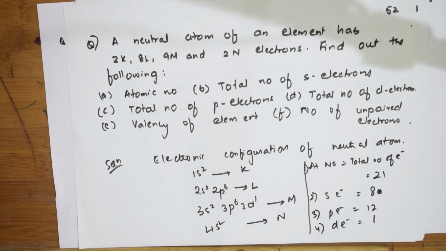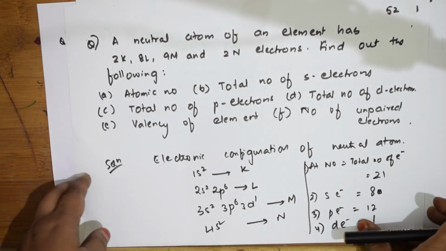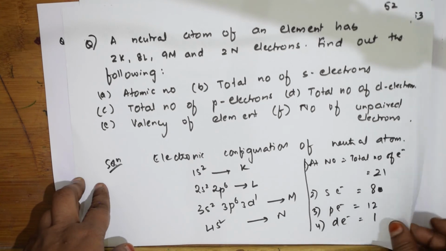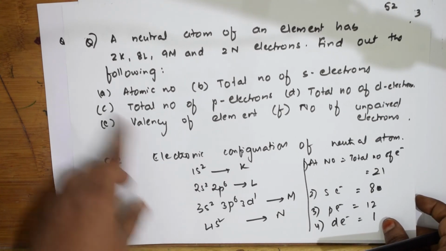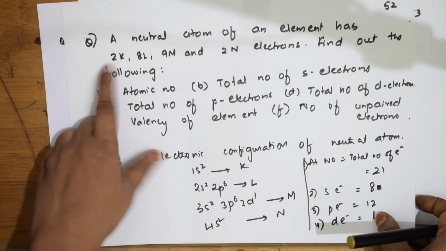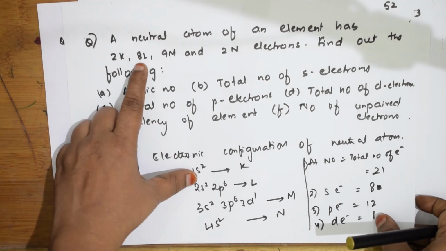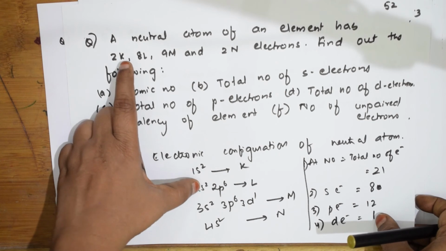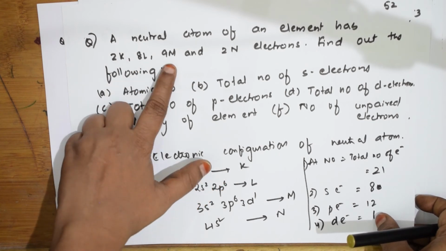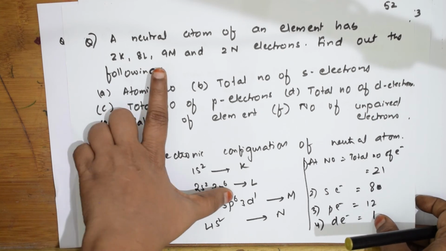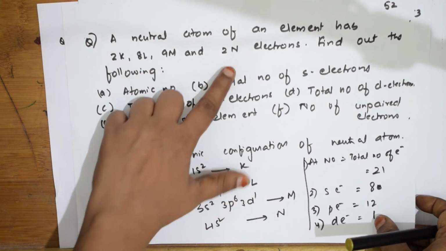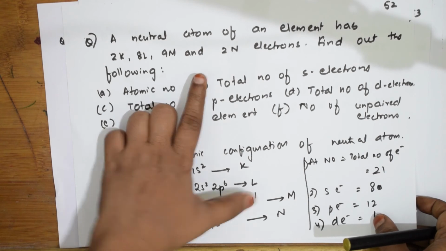Then they've asked me to calculate the valency of the element, and then the number of unpaired electrons. Let us turn the page. Hope this is clear, students. See here, they've given us K, meaning 1s2. L can accommodate 8: 2s2, 2p6, 6 plus 2, 8. M is 9, which I have divided into 3s2, 3p6, 3d1, that is 9. N is 4s2, the N shell.